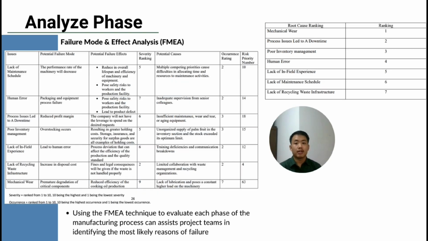Next is FMEA, which means failure mode and effect analysis. FMEA reinforces and improves the RCA hypothesis result achieved previously. Using the FMEA technique to evaluate each phase of the manufacturing process assists project teams in identifying the most likely reason of failure. Next, determine the 3 components that comprise the risk priority number. That is detection, severity, and occurrence. Severity is ranked from 1 to 10, with 10 being the highest and 1 being the lowest. That also applies for the occurrence.